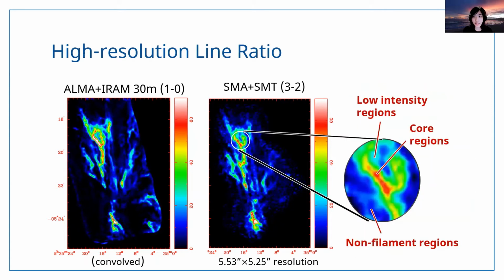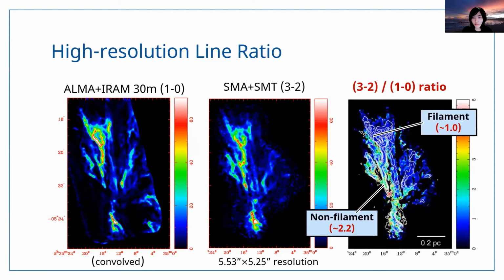And for regional analysis, we also define 3 different regions based on the moment zero maps. The first 2 regions belong to the filament regions, which include the core regions with high intensities and the lower intensity regions that surround the cores. And the third region is the non-filament regions, which have much lower intensities in the moment zero.